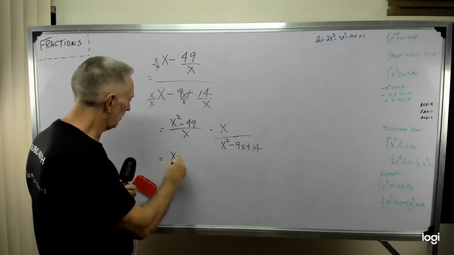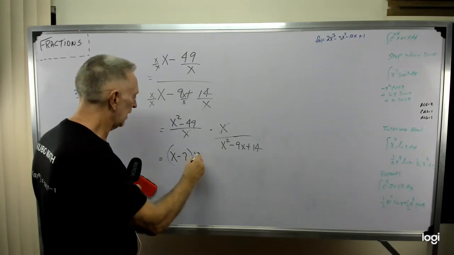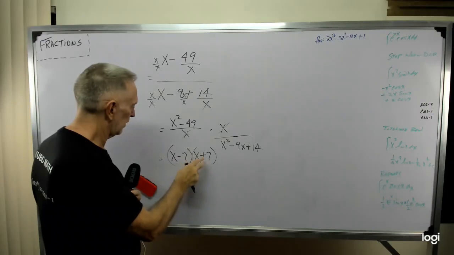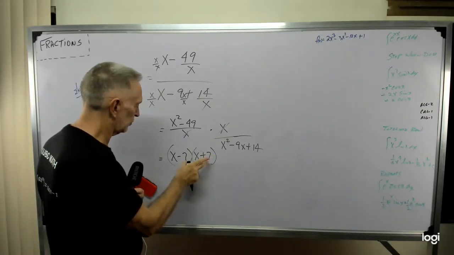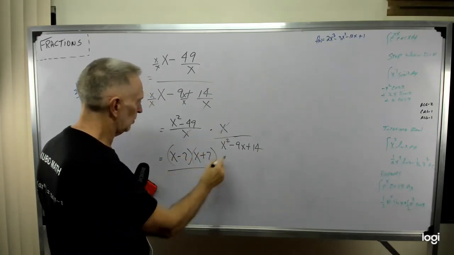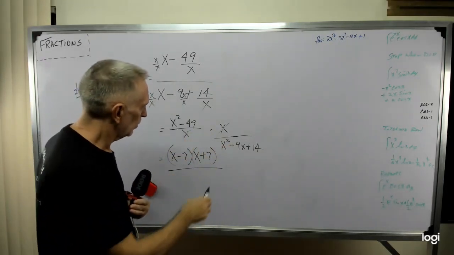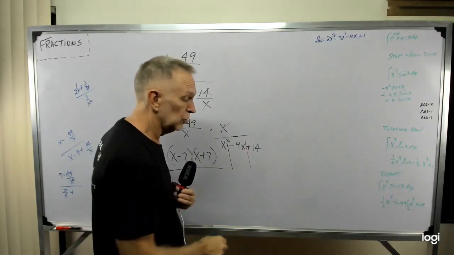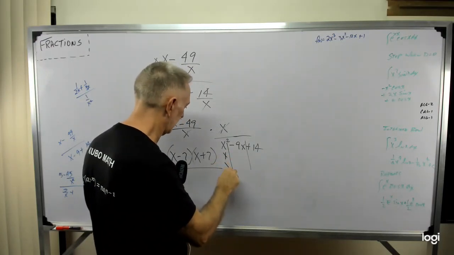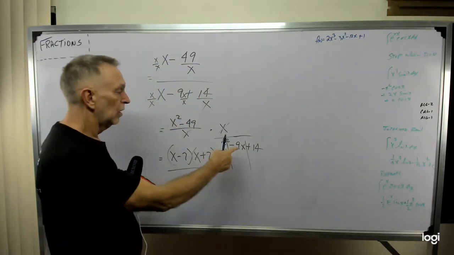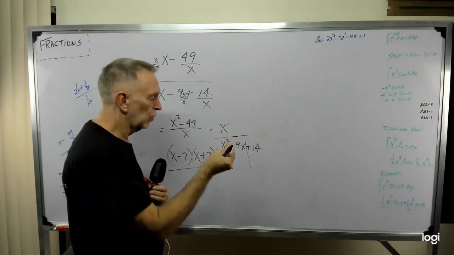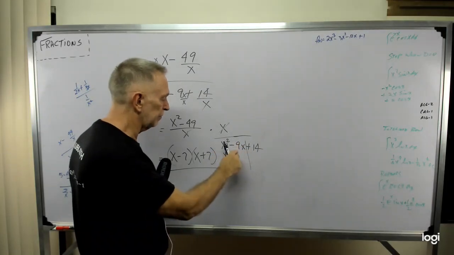Okay, so we have x minus 7, x plus 7 would be x squared minus 7x plus 7x. Those cancel, minus 49. Okay, x's here cancel, but oh, what about this guy? Well, when in doubt, do what? Factor. Okay, what are the factors of x squared? Hey, that's an easy one. x times x. What are the factors of 14? 14 times 1? But that doesn't add up to give me a negative 9.